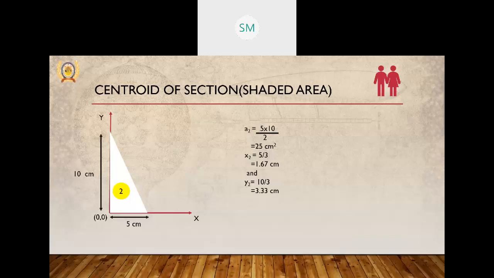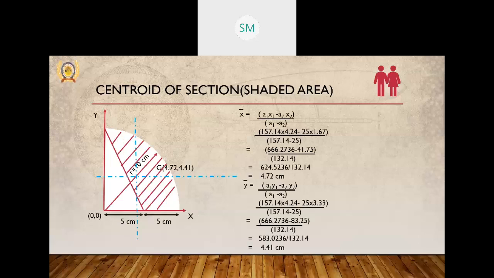Coming to the second figure, that is the triangle. The area will be half into base into height. We will have 25 centimeters square, and again this is x2, which is 5 by 3, right angle triangle, and again it is 10 by 3, b by 3 and h by 3, 3.33. And putting the values in the formula (a1 x1 minus a2 x2) upon (a1 minus a2), we are getting 4.72 centimeters, and this is 4.41 centimeter. So this centroid will lie at, from the reference 0, 0 which we had assumed, it will be there.